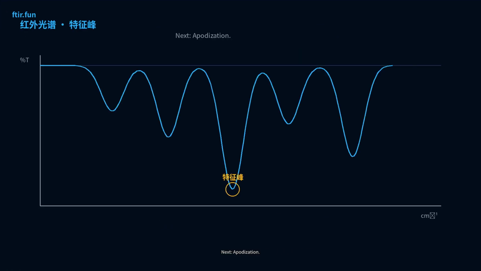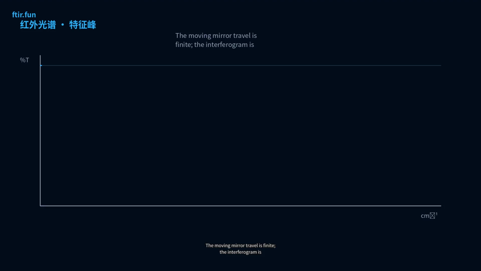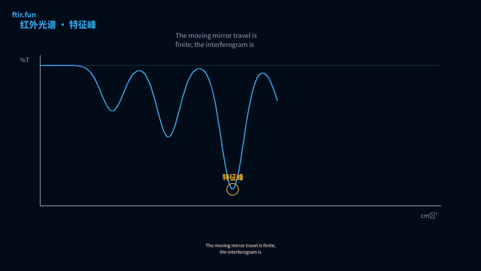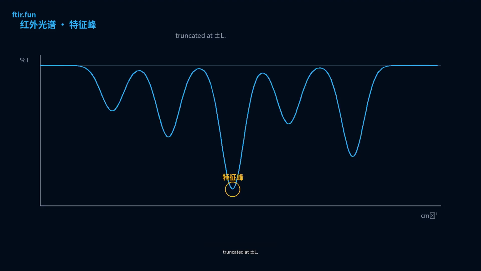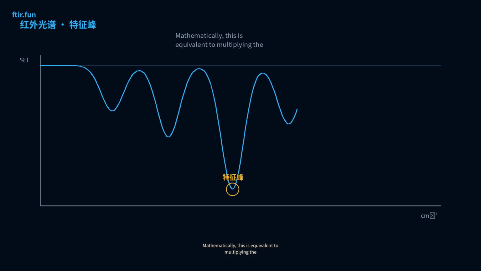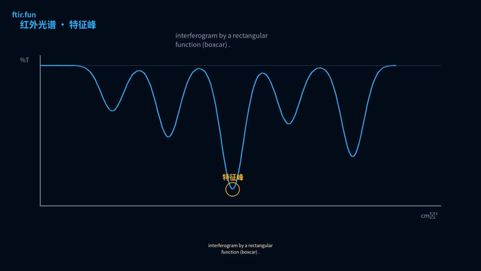Next, apodization. 8.1 Why is apodization needed? The moving mirror travel is finite. The interferogram is truncated at plus or minus L. This is equivalent to multiplying the interferogram by a rectangular function, boxcar.